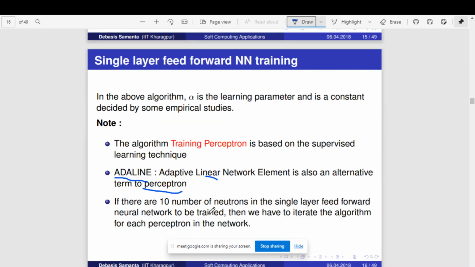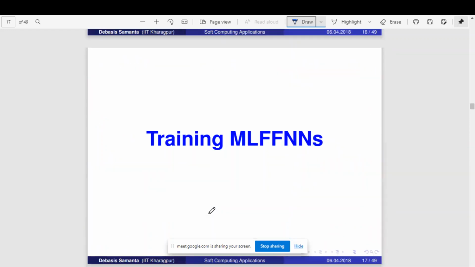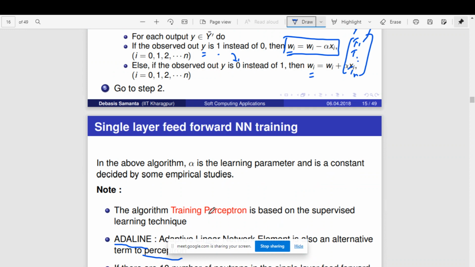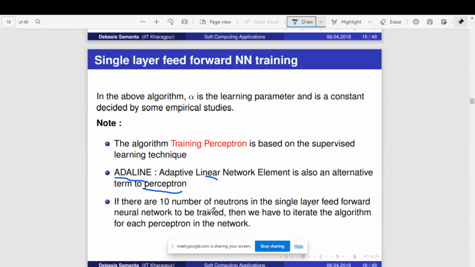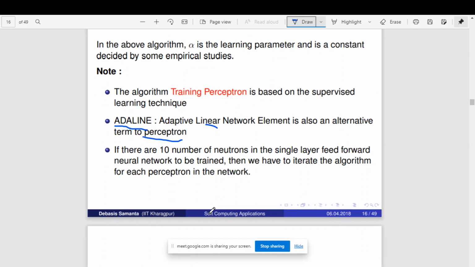In a single layer feed forward neural network, if there are 10 neurons, then whatever task we did for one neuron should be repeated for all the 10 neurons. So this is about the single layer feed forward neural network. We have discussed it by understanding how things work for one neuron. Basically the whole story we discussed for one neuron, and you repeat this for all the other neurons in the same layer. That is how things work in a single layer feed forward neural network.